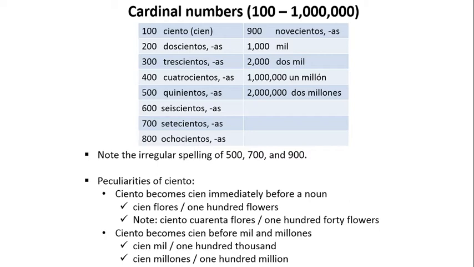Peculiarities of ciento are as follows. Ciento becomes cien immediately before a noun. So you have the example here, cien flores, 100 flowers. Now, note what happens here though. Ciento cuarenta flores, 140 flowers. Now, ciento becomes cien before mil and millones. So, as an example, 100,000 is cien mil. Cien millones is 100 million.